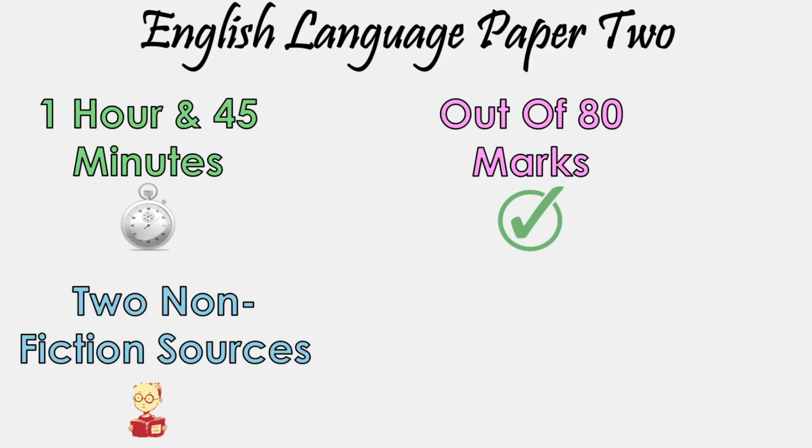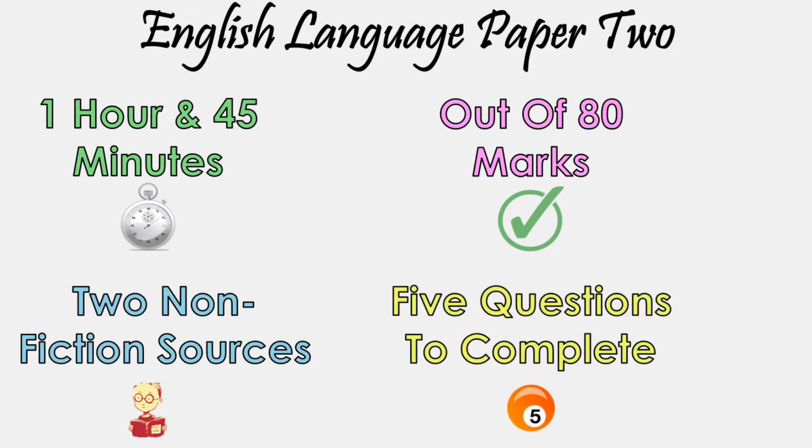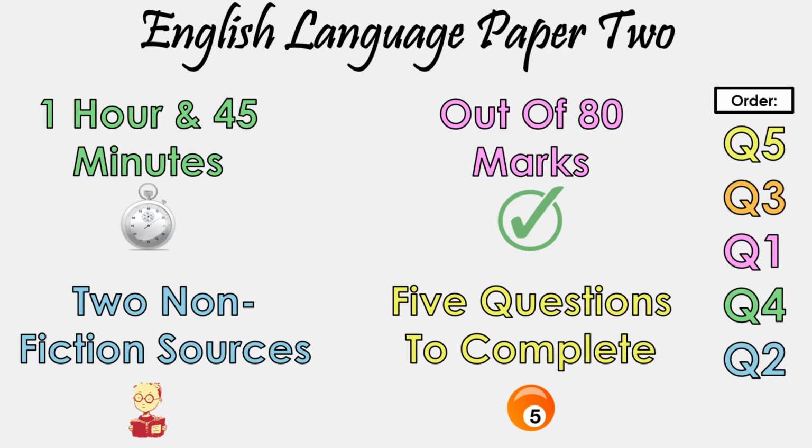different time periods. There are 5 questions to complete, and I believe the best order to complete this paper in is in this order. So question 5 first, then question 3, 1, 4, and finally 2. Now the reason for this is that you get the big mark question out of the way first. Question 3 and question 1 are next, because they're both only about one source. Then for question 4 and 2 to make sense, you need to have read both sources, so we will leave those questions until last.